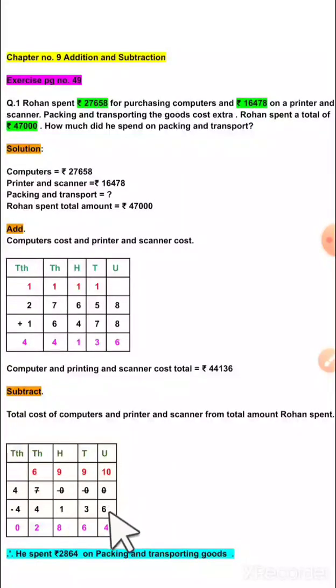Subtract. 0 minus 6 not possible. Borrow from next number, again 0, 0, 7. This will be 6, 9, 9, 10. 10 minus 6, 4. 9 minus 3, 6. 9 minus 1, 8. 6 minus 4, 2. And 4 minus 4, 0. So the answer is 2,864. Therefore, he spent rupees 2,864 on packing and transporting goods.